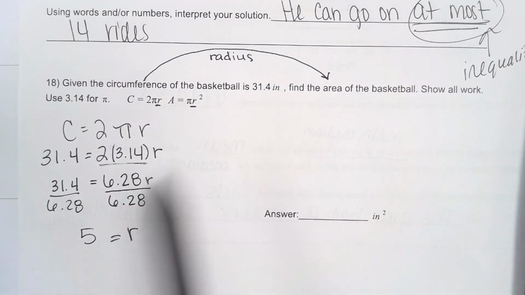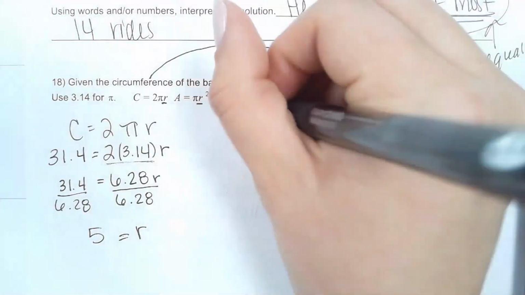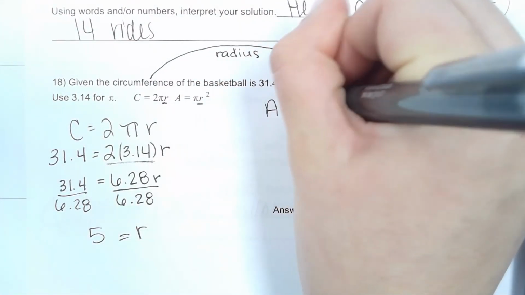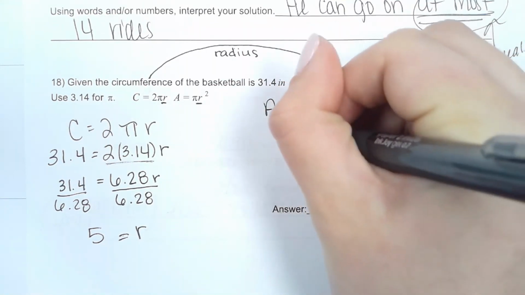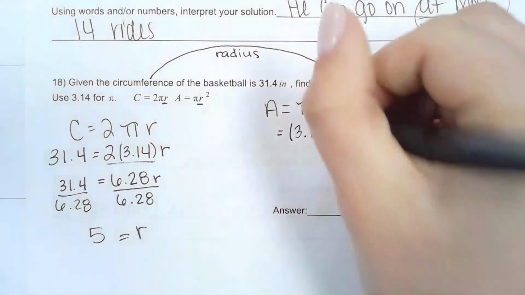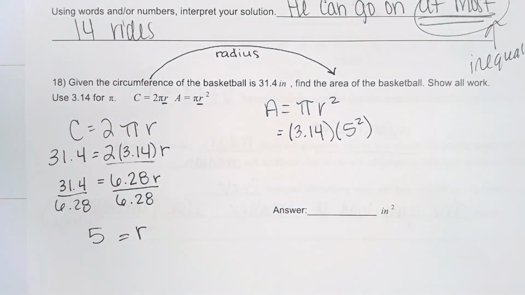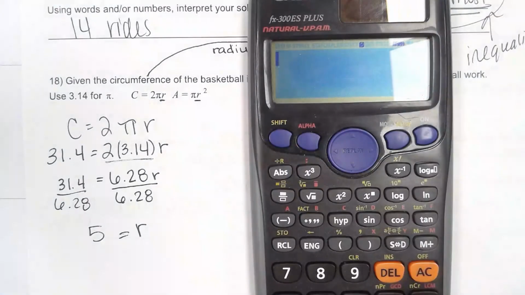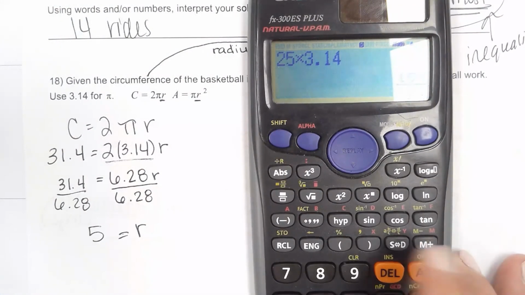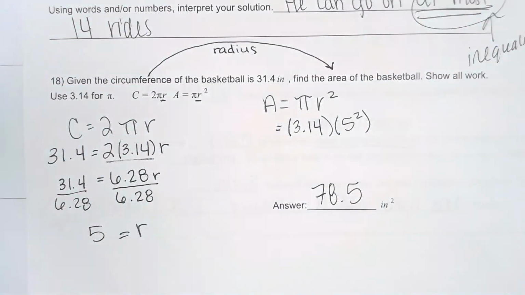So now I'm going to use that radius to find the area. Our area formula is pi r squared. Pi again is 3.14. We just found the radius to be 5, so we're going to plug in 5 for radius. And then now we're just going to simplify. So 5 squared is 25. 25 times 3.14 gives us an area of 78.5 inches squared.